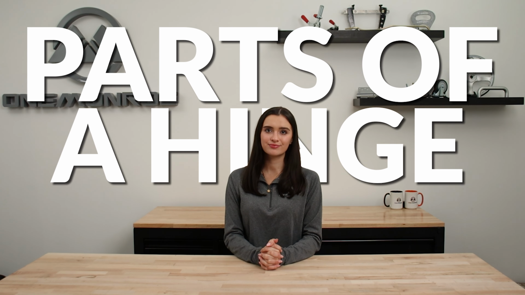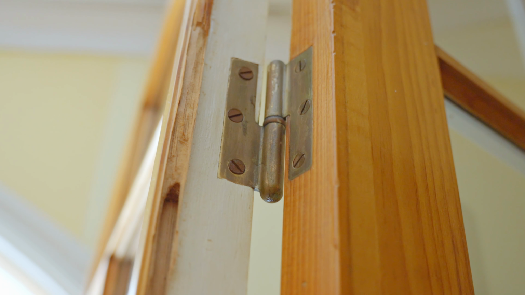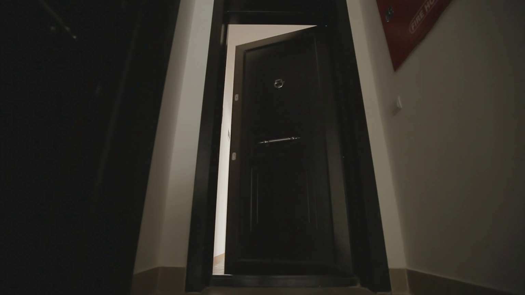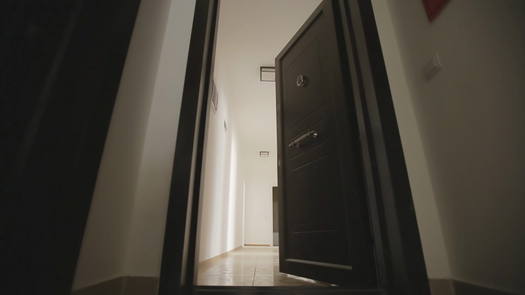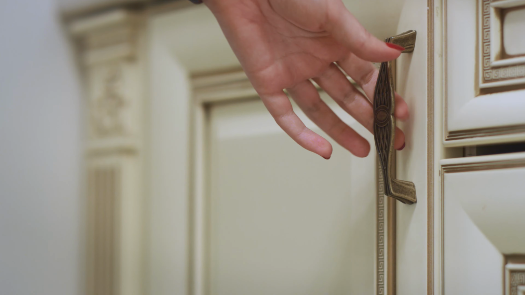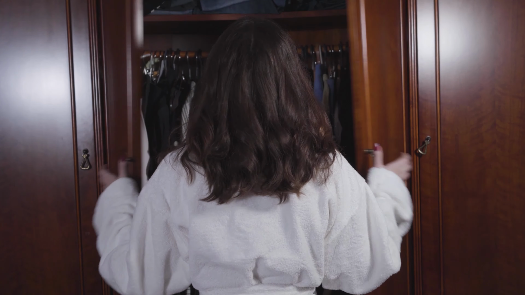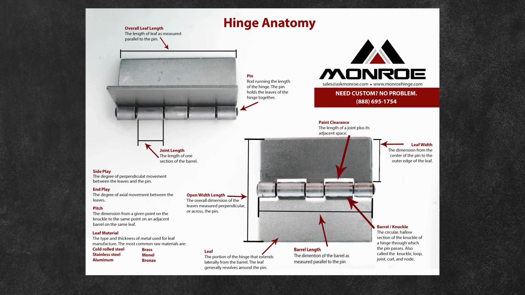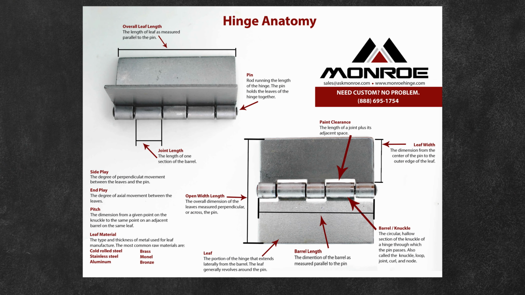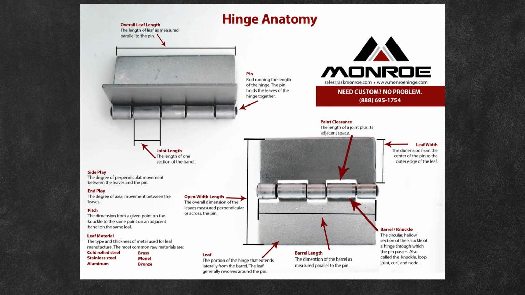Today we're going to be taking a look at the different parts of a hinge. Hinges are mechanical devices that connect two solid objects, allowing a limited angle of rotation between them. They're used in various applications, most commonly in doors, gates, cabinets, and other types of enclosures. A basic hinge consists of several key components that work together to allow the connected objects to rotate.